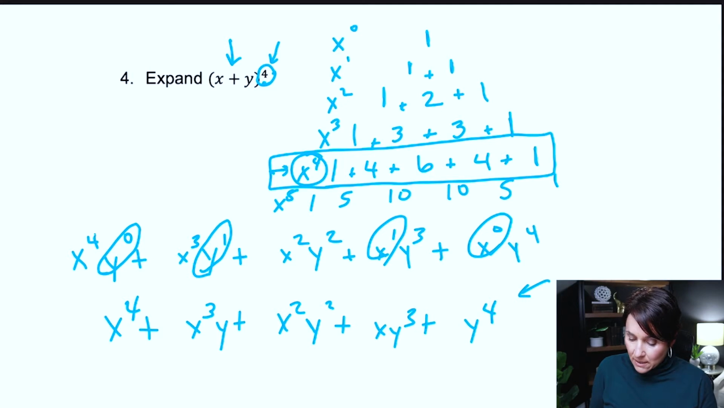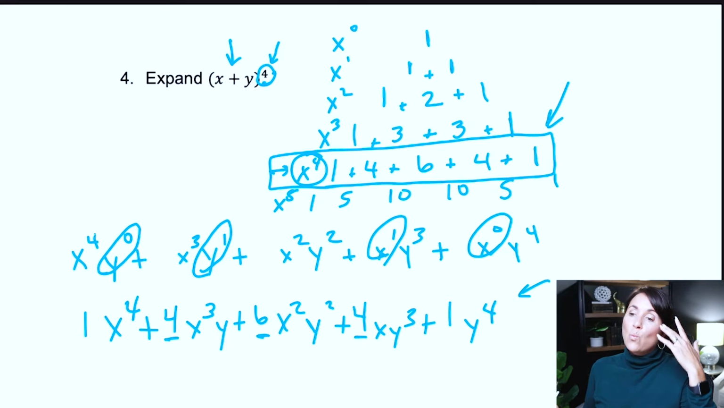Now, on the exam, they might give you this whole thing down here, and they might ask you to fill in the coefficients. In fact, that's the way I've seen it on the exam. So let's fill in our coefficients. Now let's go back to our Pascal's triangle here, and I can see that my coefficients are going to be 1, 4, 6, 4, and then 1.